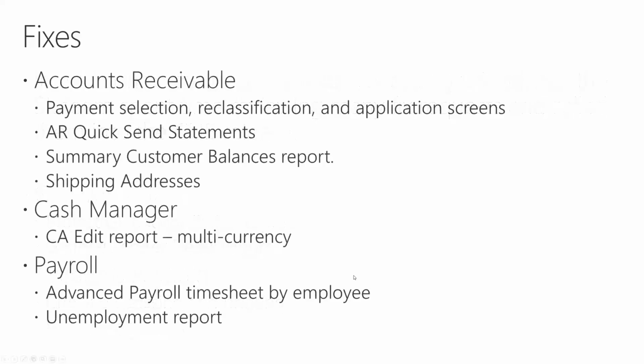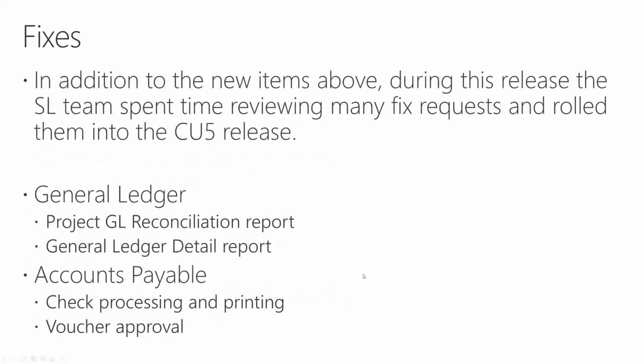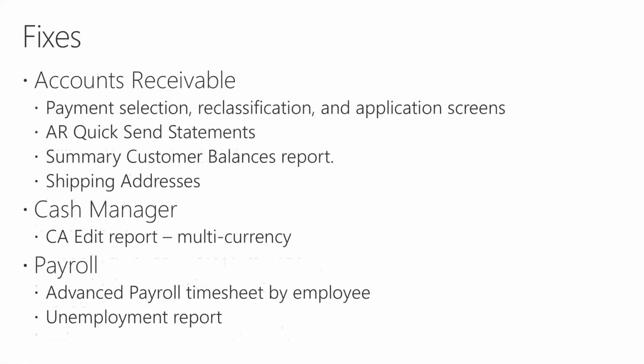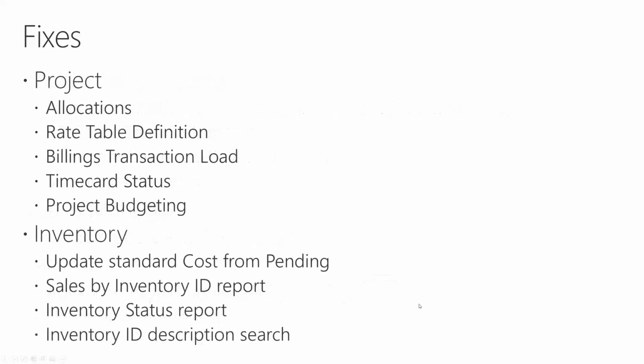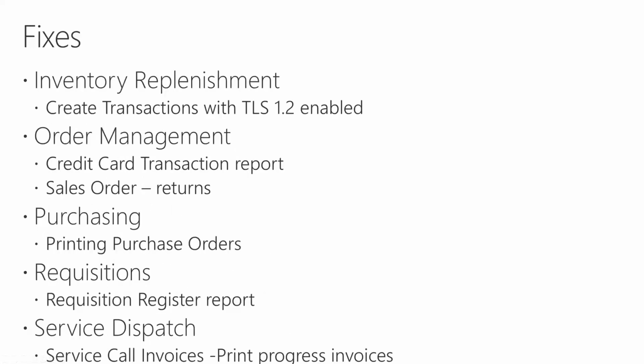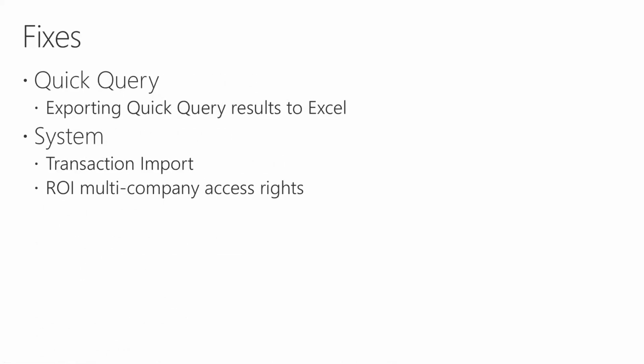So let's go ahead, and I'm not going to go through any of these, but you can see it's really the financials, cash manager, payroll, some project items, inventory items, inventory replenishment. Wow, that's a blast. Order management, purchasing, requisition, service dispatch. Whole bunch of areas. There is actually a detailed list inside, obviously, the CU5 release with all the details of what changed in here. If you go out to customer source, you'll see a similar list as well, a quick query and some system changes as well.